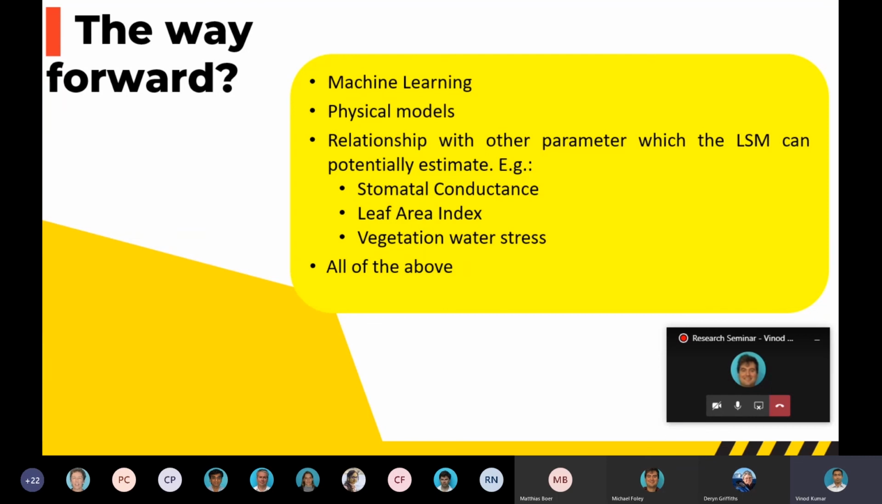The other thing I want to mention is that there are a lot of other parameters which the land surface models can estimate, like stomatal conductance, leaf area index, and vegetation water stress, which could potentially be related to the live fuel moisture content. Something we could look into in the future if we have the opportunity to do so.